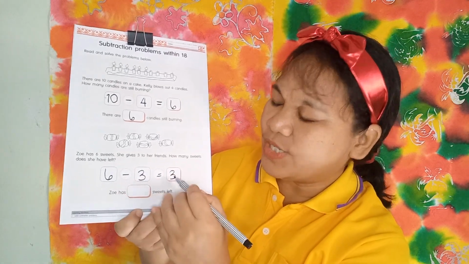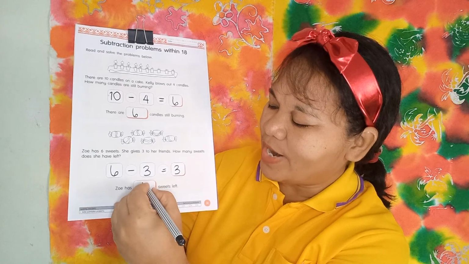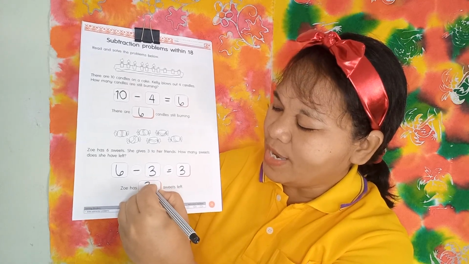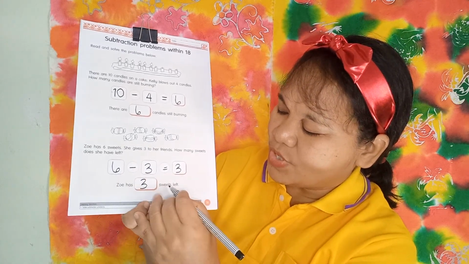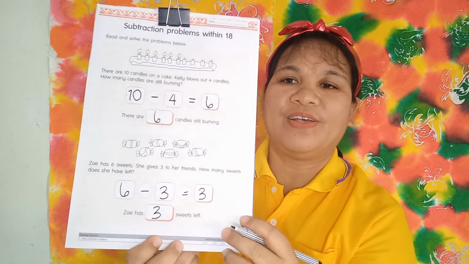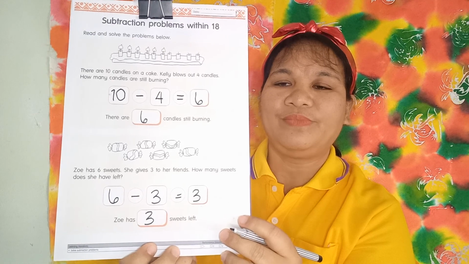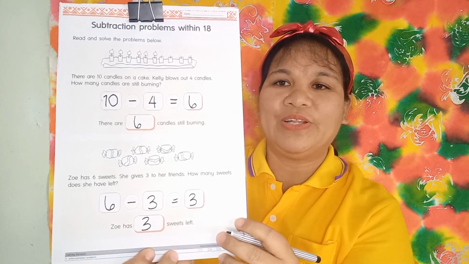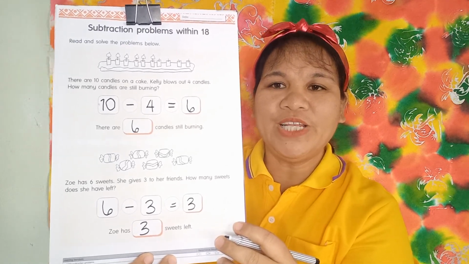Sue has 3. Okay, you're right here again, 3. Okay, very good. Okay, finish?